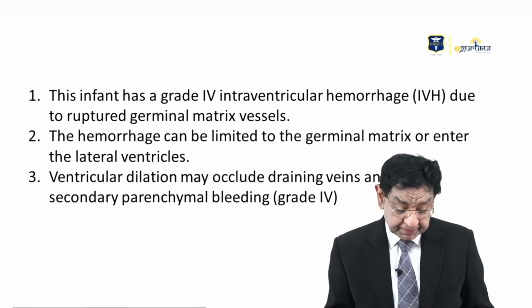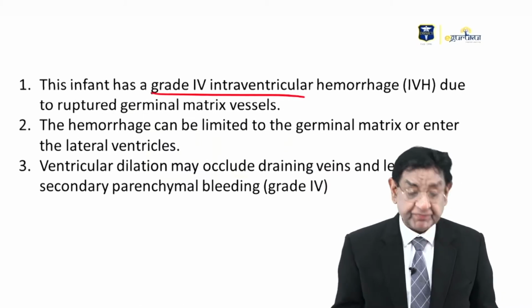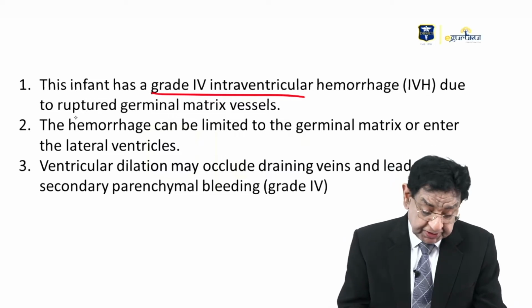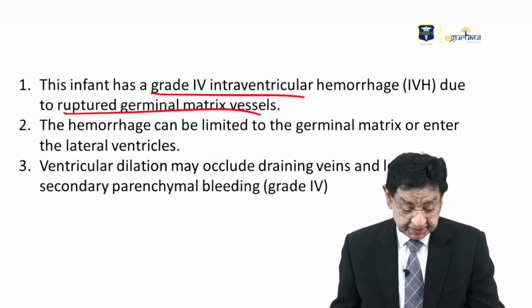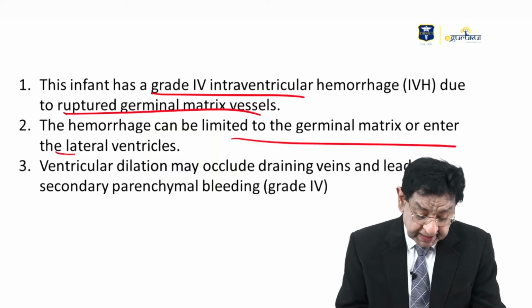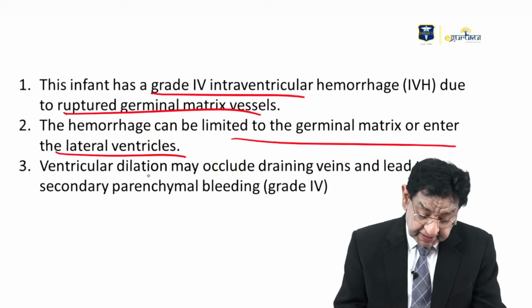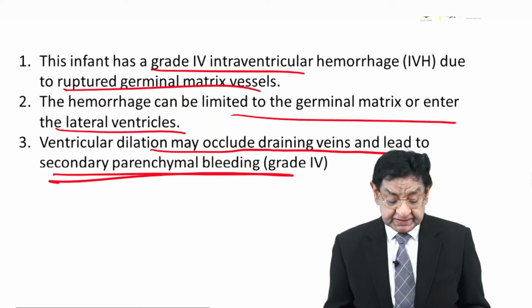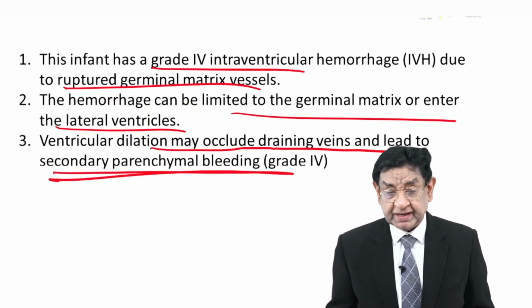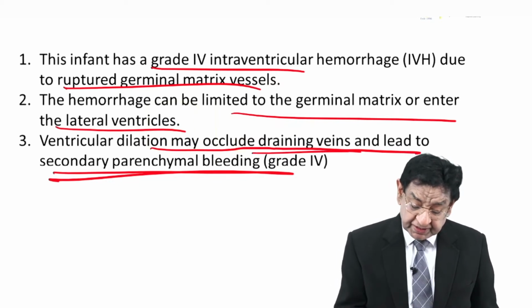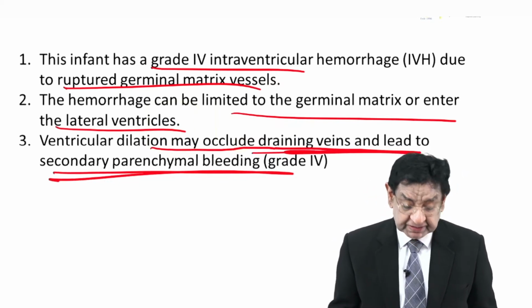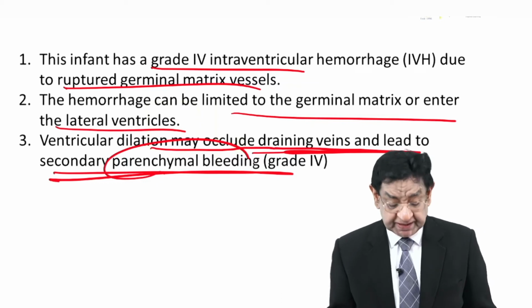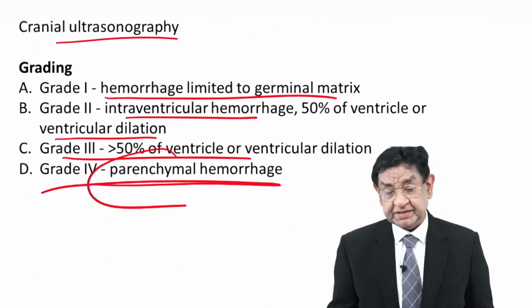Now, our patient has grade 4 intraventricular hemorrhage due to ruptured germinal matrix vessel. Hemorrhage can be limited to the germinal matrix or the entire lateral ventricle. And ventricle dilatation may occlude draining of veins and lead to surrounding parenchymal bleeding. This is how grade 4 hemorrhage occurs: the draining veins get occluded and they can cause secondary parenchymal bleeding, and parenchymal bleeding is a criterion of grade 4, as we have seen in the previous slide also. Parenchymal hemorrhage is grade 4.